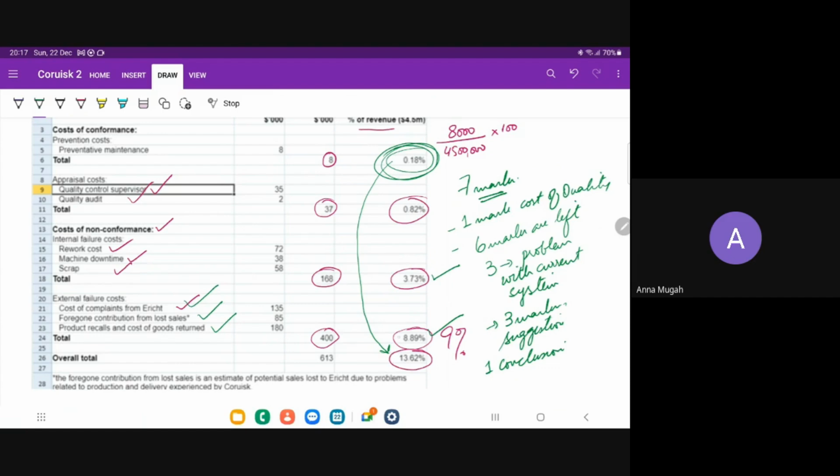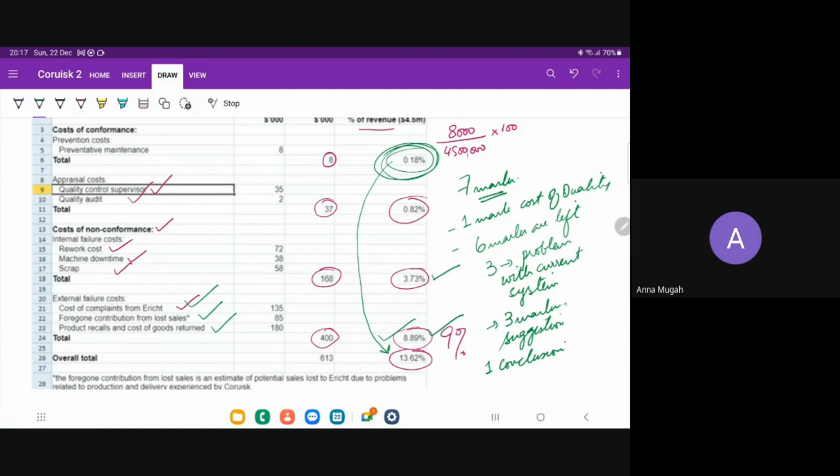We are spending more on external failure. Why is this not a good idea? Because external failure means that the customer has identified that the company does not have a good product. We have only one customer, so if that customer leaves the company, we will be nowhere in the business because we don't have any other customer available. That's the most important point.